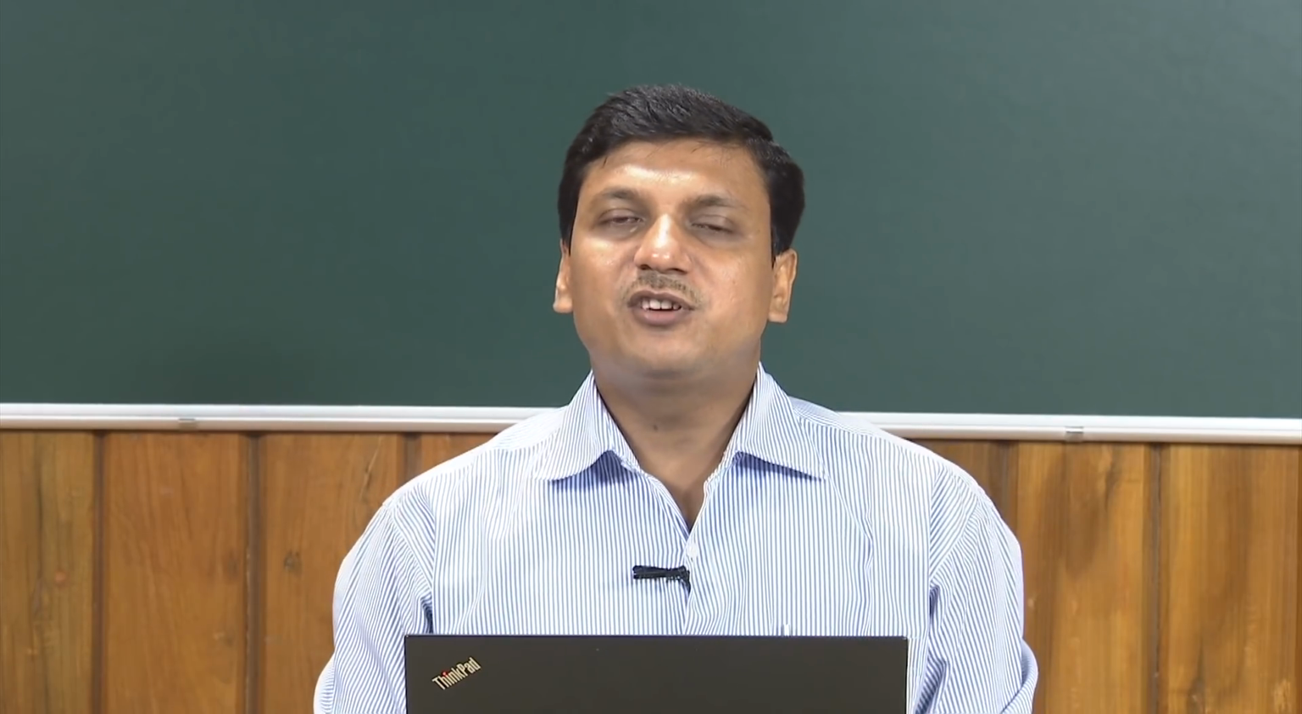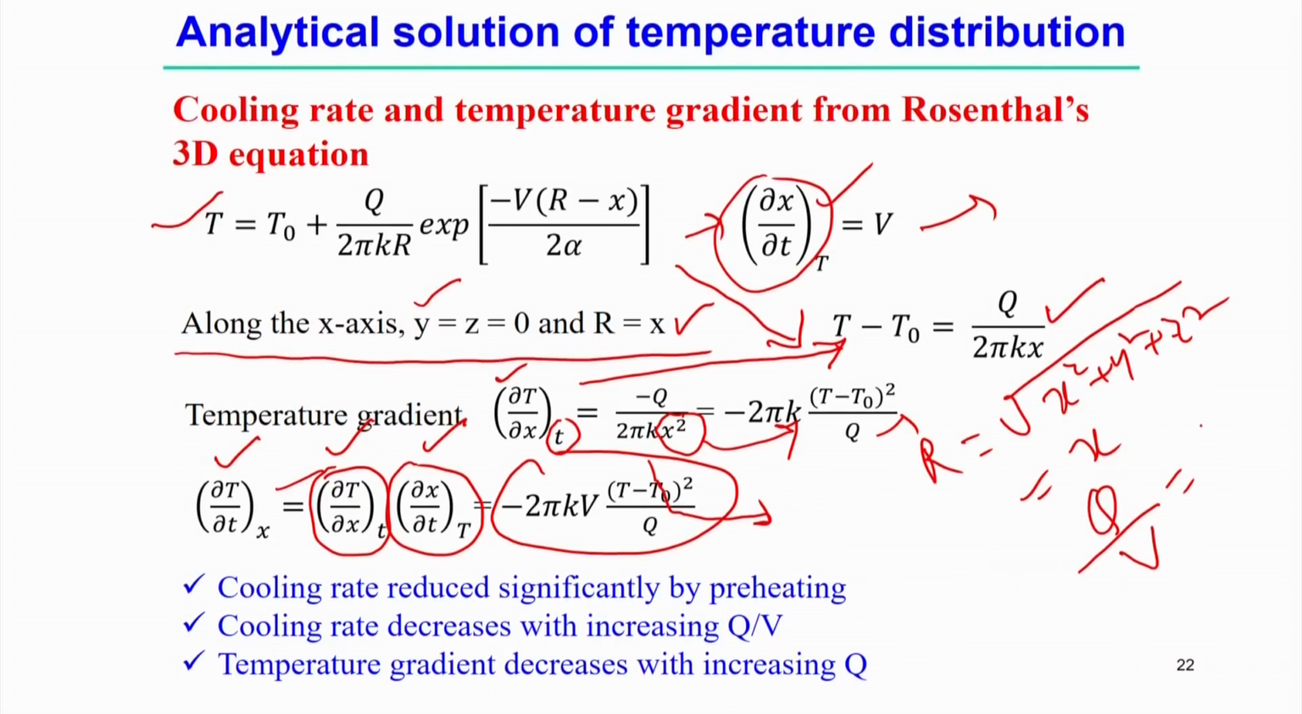Next, the cooling rate can also be decreased with increasing q by v. Q by v represents the heat input per unit length, where q is the heat input and v is the velocity. In SI units it is joule per meter, a unit of heat input per unit length. That is one characteristic parameter, specific to thin sheet welding processes. From here we can conclude that the cooling rate decreases with increasing q by v.